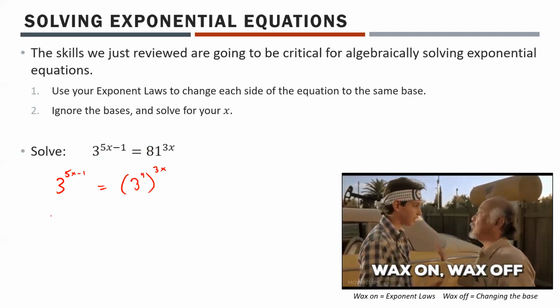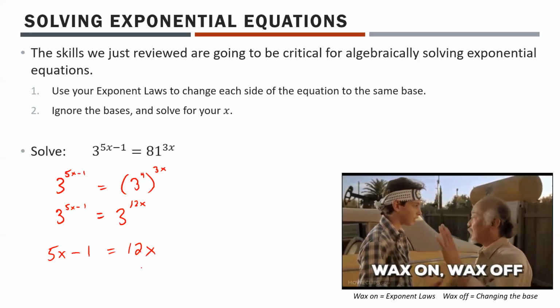Now we'll clean up this right-hand side here, so I'll leave the left side alone. The right-hand side is going to become 3 to the power of 4 times 3x is 12x. So this is saying 3 to the power of 5x minus 1 equals 3 to the power of 12x. Well, logically, this can only happen if 5x minus 1 is the same thing as 12x. So let's write that out. 5x minus 1 equals 12x.